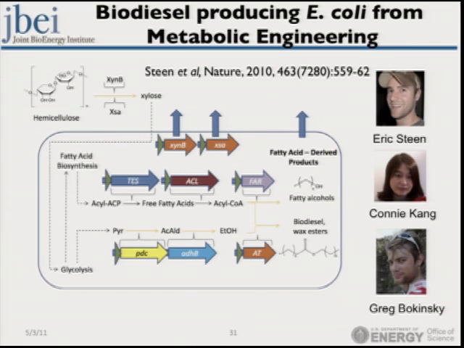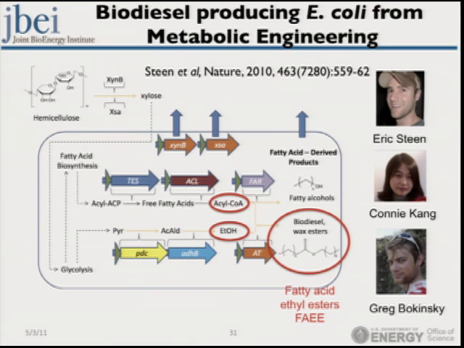Now, this is the strain that I got for metabolic engineering. It was developed by Eric Steen, Greg Bokinsky, and Connie Kang. They basically developed a 3-plasmid system that will take hemicellulose, convert that into cellulose, that will go into glycolysis. One of the plasmids will produce the acyl-CoA, the other one will produce ethanol, and the last one, the thioesterase, will combine them together to create fatty acid ethyl ester, which is a biodiesel molecule. Okay? So this is the system that I was studying with this method.